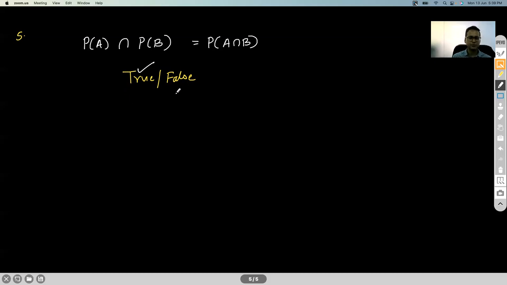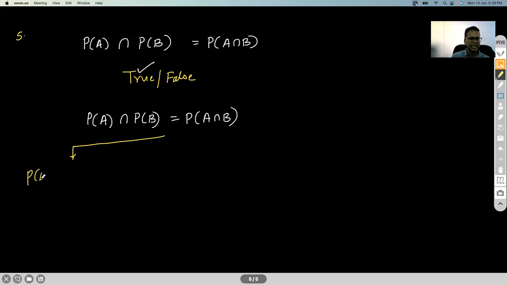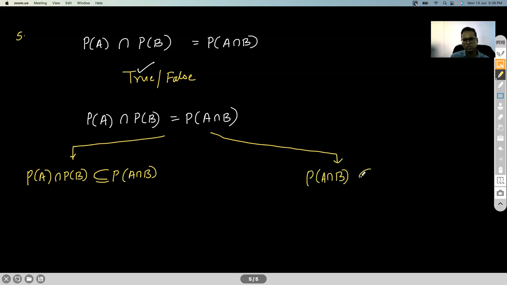Now, if you want to prove that P(A) intersection P(B) is equal to P(A intersection B), please note that I have to accomplish two things. First, I need to prove that P(A) intersection P(B) is a subset of P(A intersection B). And also we have to prove that P(A intersection B) is also a subset of P(A) intersection P(B).